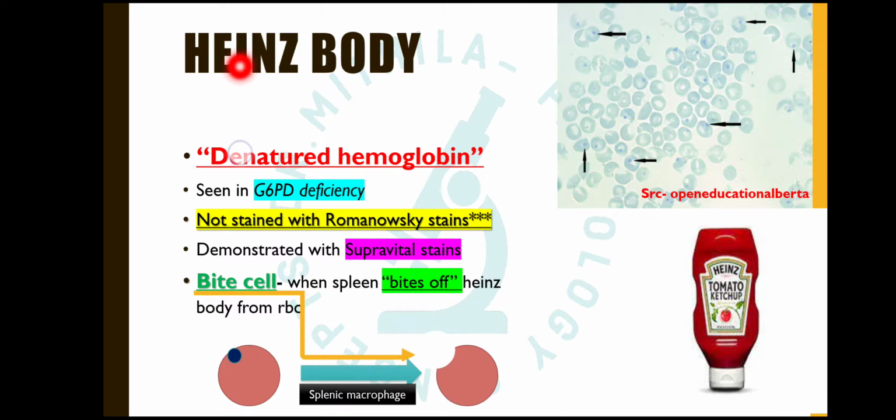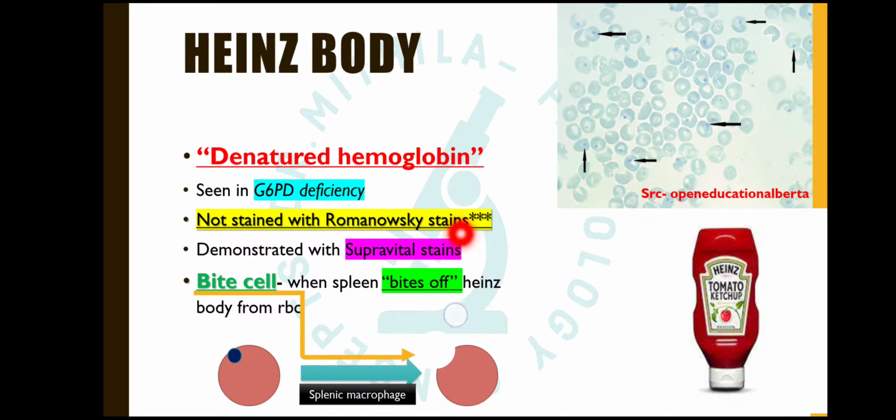Next is the Heinz body. Again, this is very important: it is a body which is denatured hemoglobin. So how do you remember it? Heinz tomato ketchup you all know, which is red in color. The hemoglobin pigment is also red in color. So Heinz is denatured hemoglobin. This Heinz body is seen in G6PD deficiency, where there is oxidative damage to the RBC. So the hemoglobin gets denatured, and very important, this Heinz body is not stained by the routine Romanowsky stains. This again comes in the MCQs.